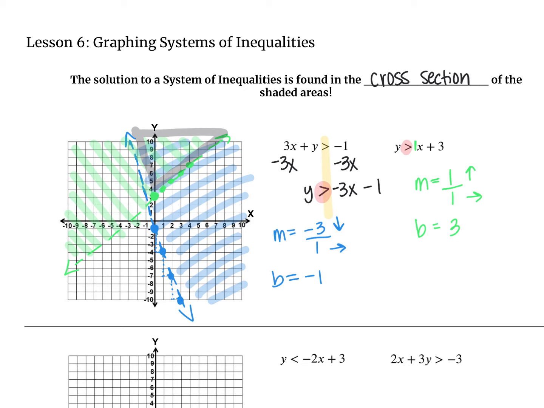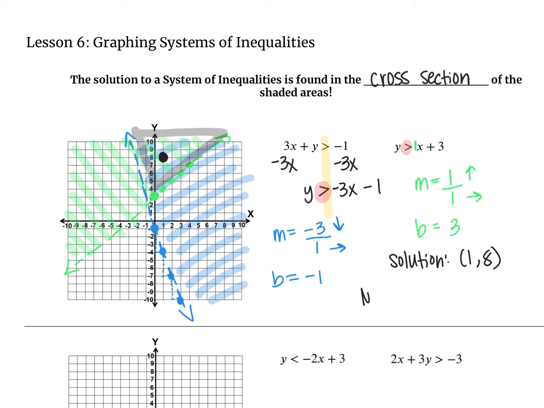So for example, the point (1, 8) is right here. That would be a solution to the system because it's in the cross section of the shaded areas. So notice that it's nice if we use different colors or even just different directions of shading. If you shade two different directions, then you can see where they cross.